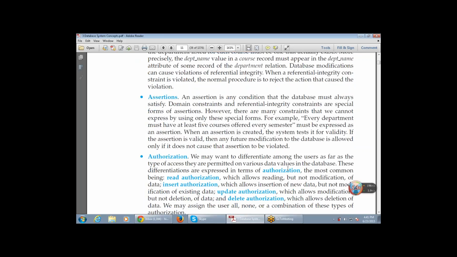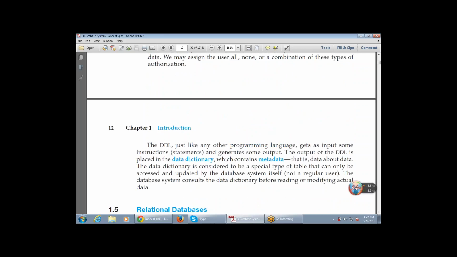Next, authorization. The most common authorization is read authorization, which allows reading but not modification of data. Insert authorization allows insertion of new data but not modification of existing data. Update authorization allows modification but not deletion of data. Delete authorization allows deletion of data. So these are the various types of authorization: read, insert, update, and delete authorizations.